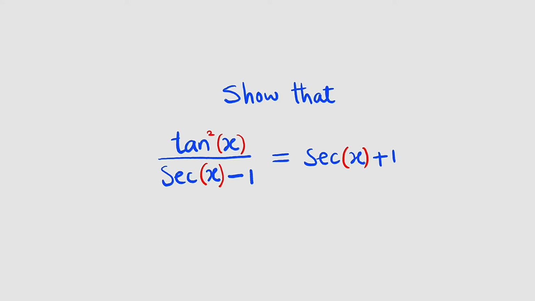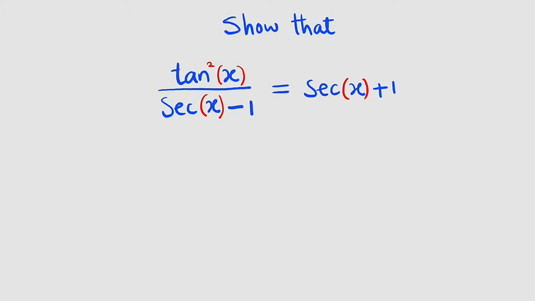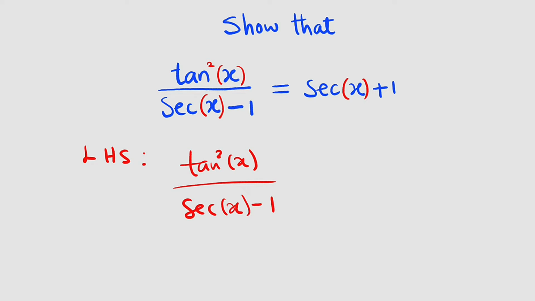Whenever you are given a problem like this, try to take the more complicated side and transform it into the other side. Since this is more complicated, let us transform it into the right hand side. So the left hand side is the function tan squared x divided by secant x minus 1, and we want to show that it is the same thing as secant x plus 1.